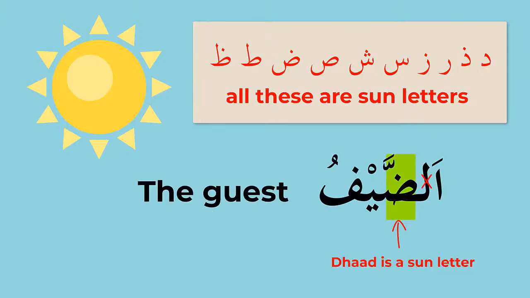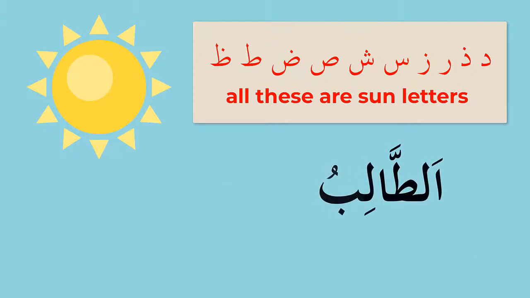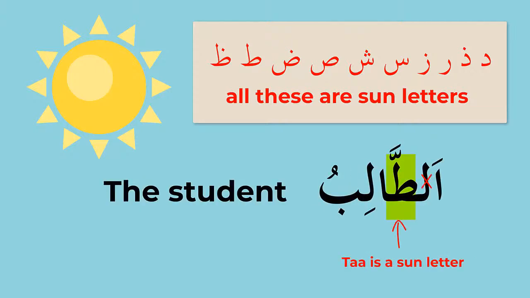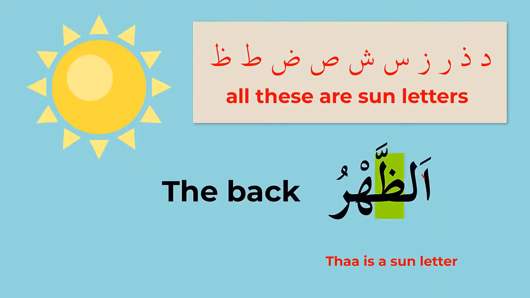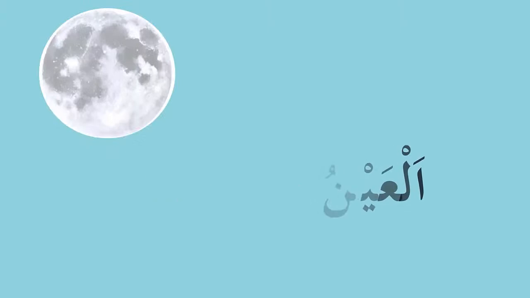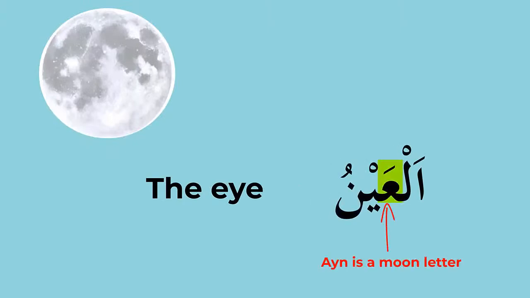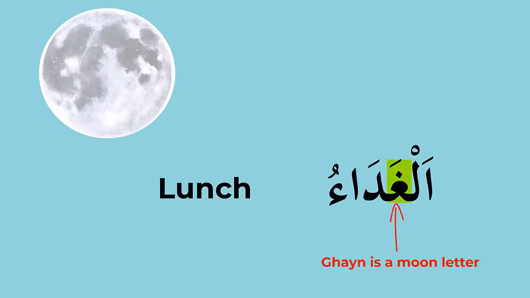Ad-daifu, the guest. And then at-talibu, not al-talibu, but at-talibu. Then, brother, az-zahru, back. Your back. And then al-ainu, the eye. We pronounce lam, al-ainu. Okay? And al-ghadaw, lunch. Al-ghadaw. Okay, brothers and sisters?